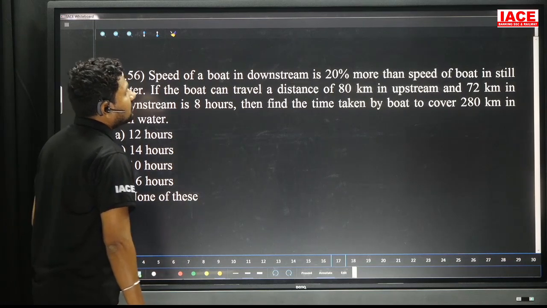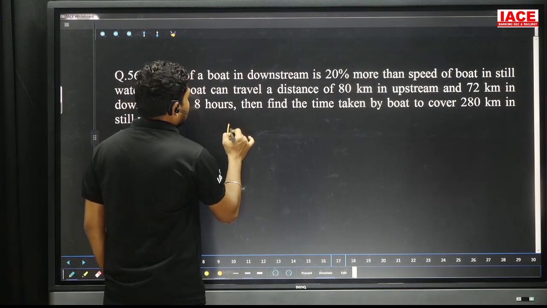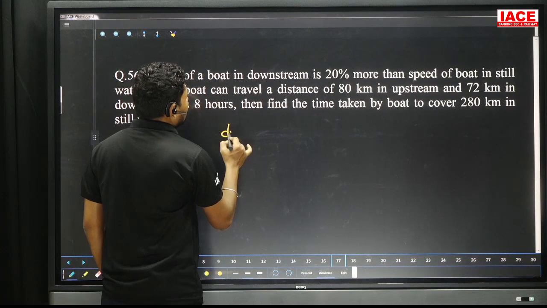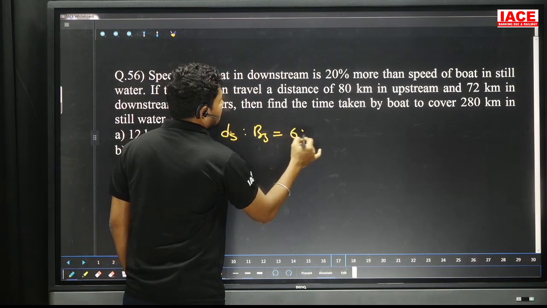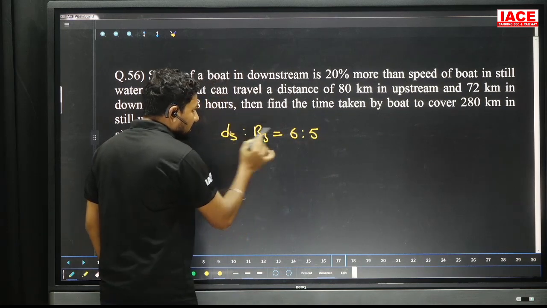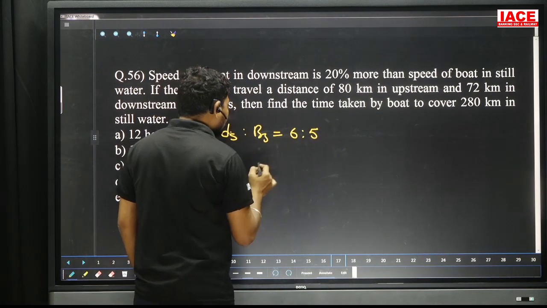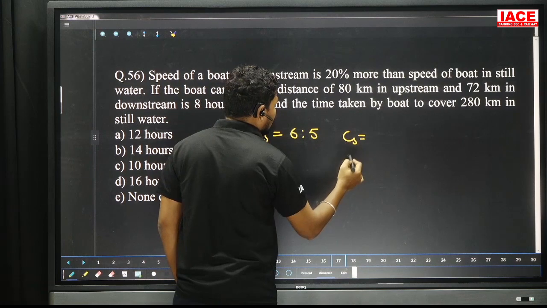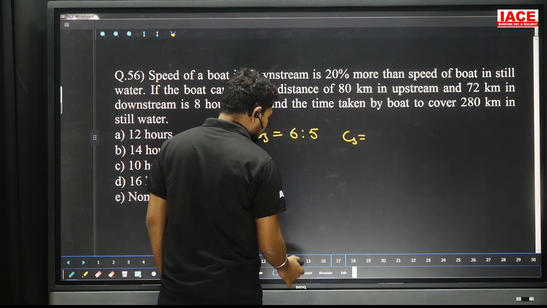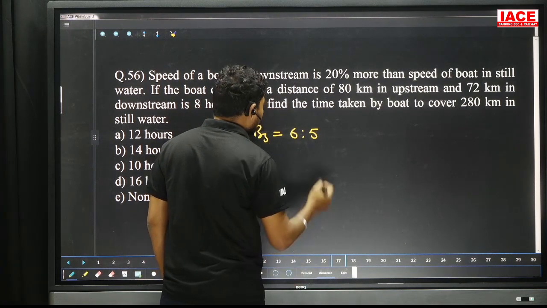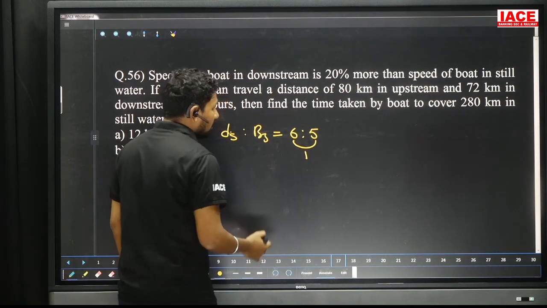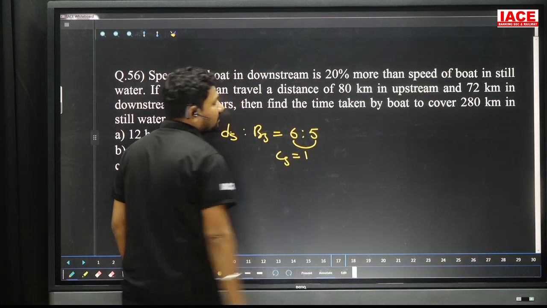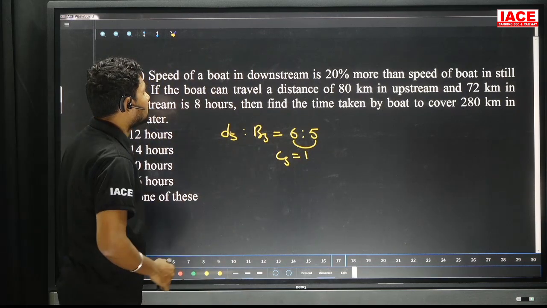Speed of boat in downstream is 20% more. Downstream speed is 20% more than the boat speed. That means it is a 6:5. Boat downstream speed is 6, boat speed is 5, and from this we can write current speed also. Current speed is how many parts? Boat speed 5 became 6, so the difference is 1. This is equal to the current speed. 5 plus 1 is equal to 6.